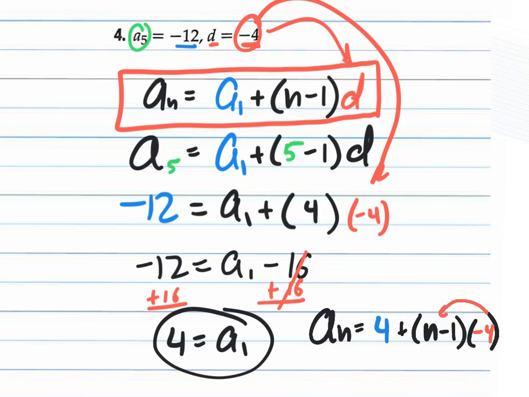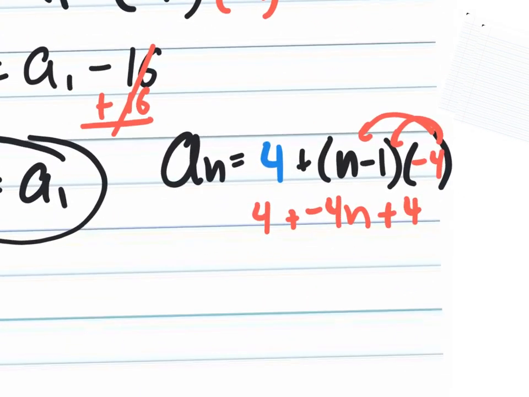So negative 4 times n, that becomes negative 4n. Negative 4 times negative 1 becomes positive 4. Of course, bring down the plus and the 4 that's in the front. Then from there, we have our a sub nth rule equaling 4 plus 4 is 8.